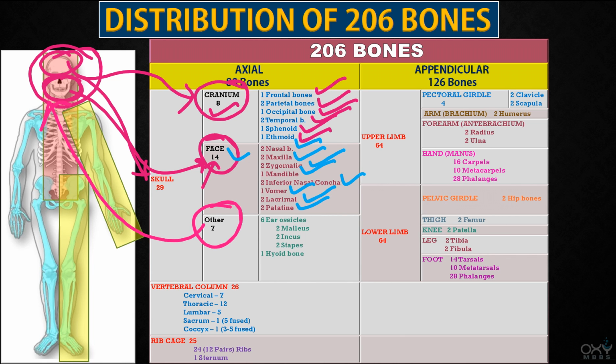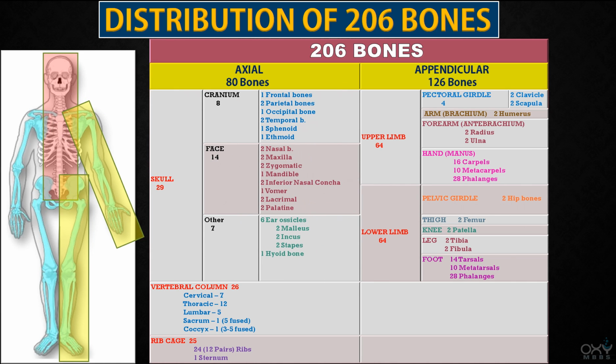Okay, and what are these 7 bones? 6 are ear ossicles. And what are these ear ossicles? 2 malleus, 2 incus and 2 stapes, and 1 hyoid bone. So friends, this is the distribution of the bones in the skull region.